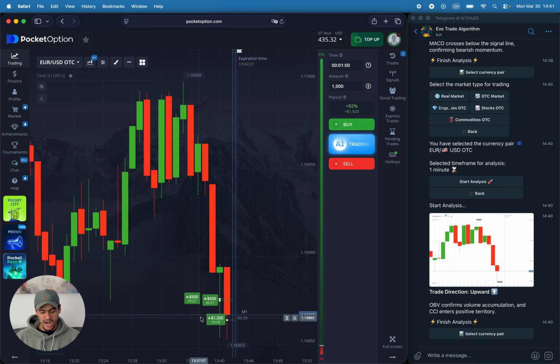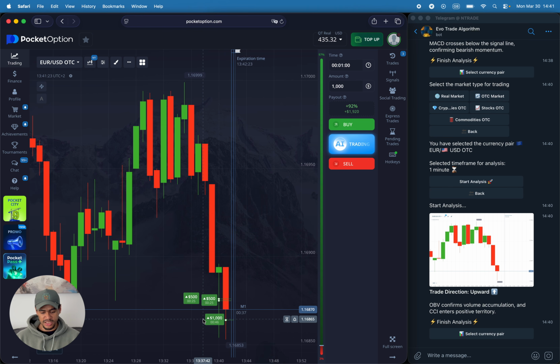So we hit it right at the 40-second mark, and you can see the rejection starts acting again, pushing the price back up. So if we are really lucky here, we're going to get all of these trades in, and this is exactly what I would like to see. This would be massive for us. Look at that strong rejection, and the robot did predict it and give us a signal. OBV confirms volume accumulation and CCI enters positive territory.